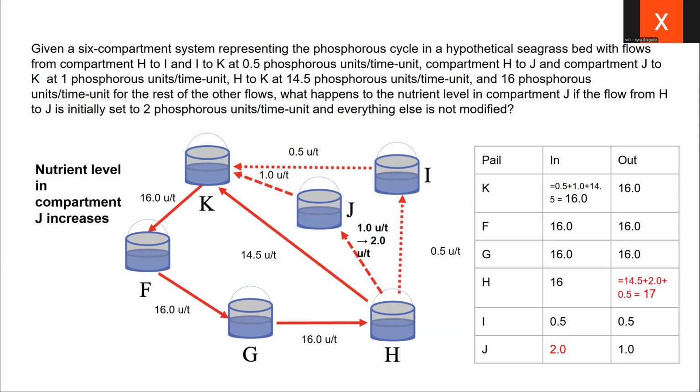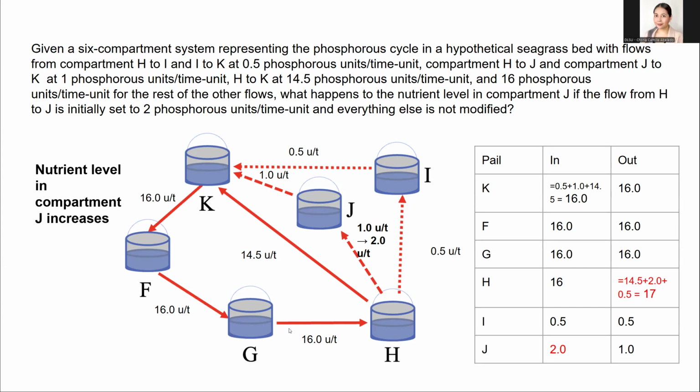So although H lost all its savings, it's still receiving 16 from G. So what it receives will also go to the outflow of H. So J will still be receiving from H, although it's not from H's savings anymore. With this, J will stay at the same level. It won't increase or decrease. It will just stay the same, I think. Okay, thank you so much for that, Zaira.